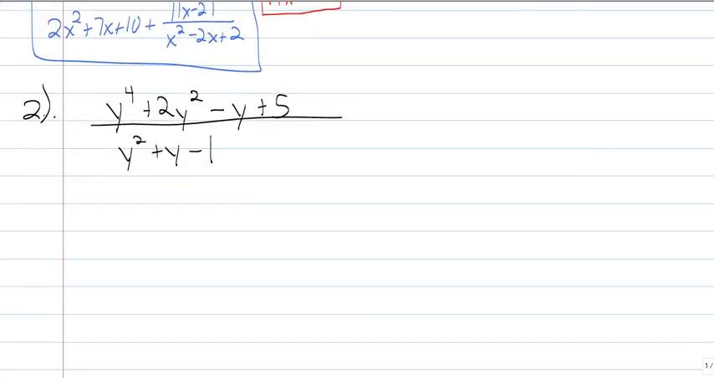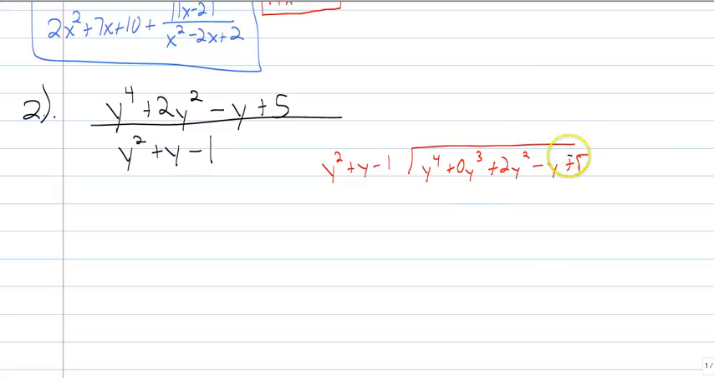Okay, one more long division. You guys should pause the video and try it yourself first, and then see what you can do. Again, do not forget your placeholders. Alright, so I have y squared plus y minus 1 divided into y to the 4th. There is no y cubed. There is a 2y squared, a minus y, and a plus 5.